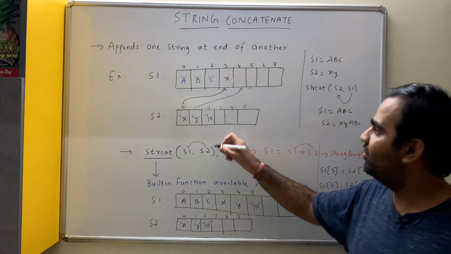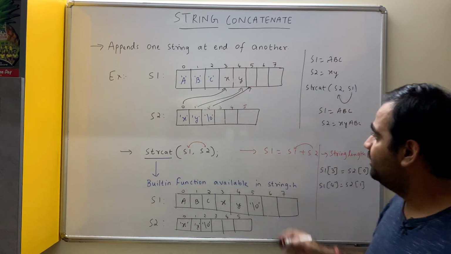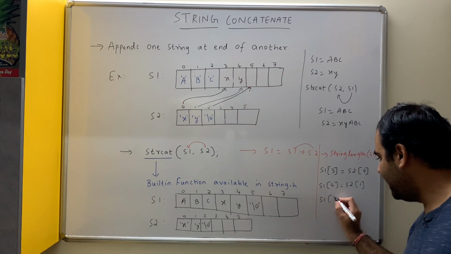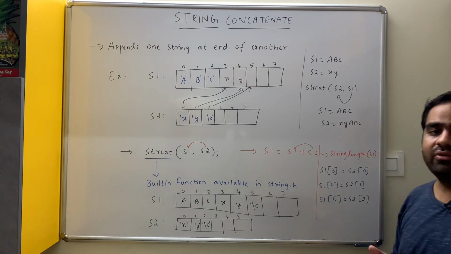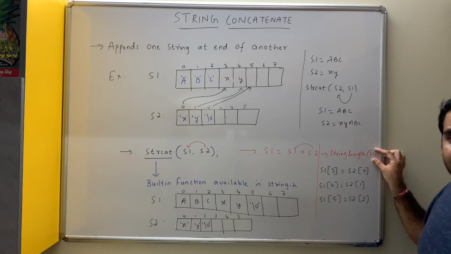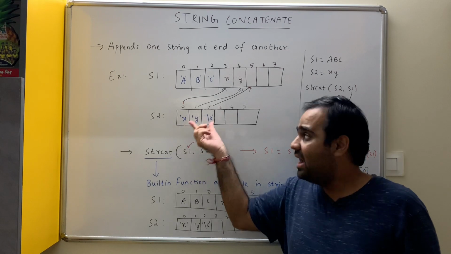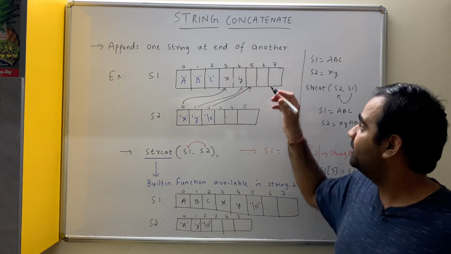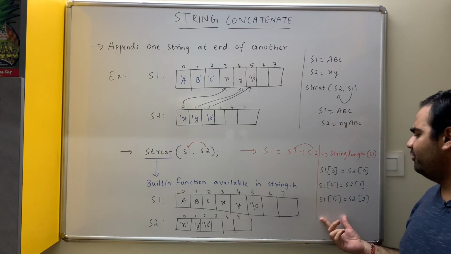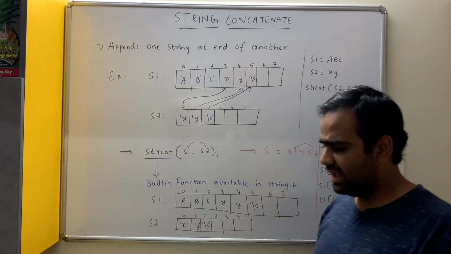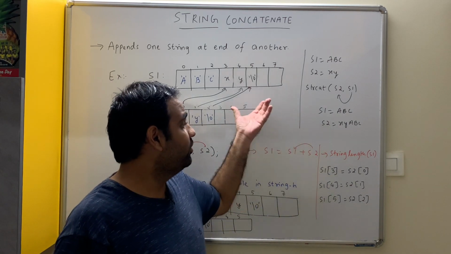Now what is S2 of 1? It is Y. You write Y here. Now you take the null character and copy here. It means S1 of 5 gets the value of S2 of 2. That means we first find the string length, then traverse string 2 till we reach the null character and copy character by character at the end of string S1. Then if you print S1, it will be ABCXY. This is how we concatenate one string at the end of another string.